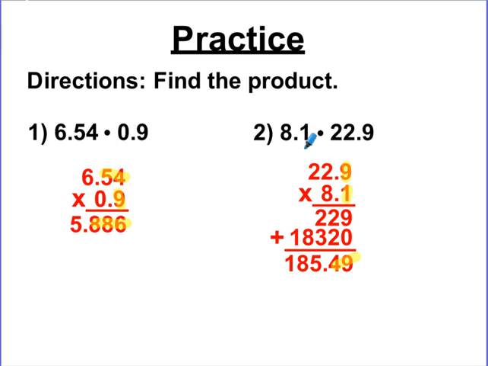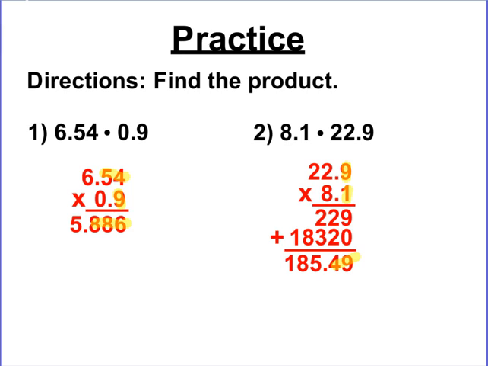This one here, if I estimated this number here to, let's say, 20 or 25, and this number here to 8, 8 times 20 is 160. 8 times 25 is, let's see, 25 times 8 is 200. So it's going to be somewhere between 160 and 200. My number is between 160 and 200. So 185 and 49/100 looks like it could be the correct answer. At least it makes sense.